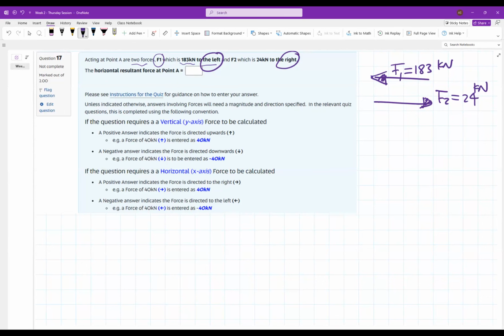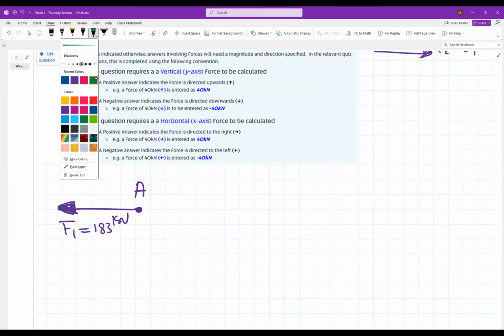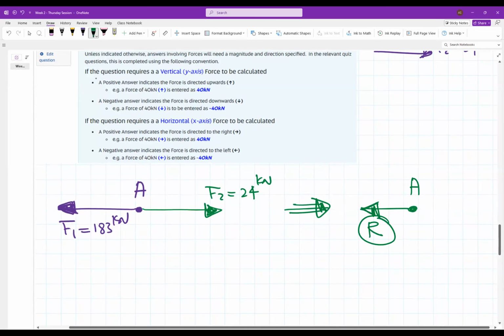Okay, so I will interpret this again here. We have point A, and we have two forces. F1 to the left, 183 kilonewton. Another force, green, to the right, F2 equal to 24 kilonewton. What does the question want? The question wants to find how much the resultant force R is, whether it is to the left or to the right, but I will assume it to the left. How much is R? So how can we find R?